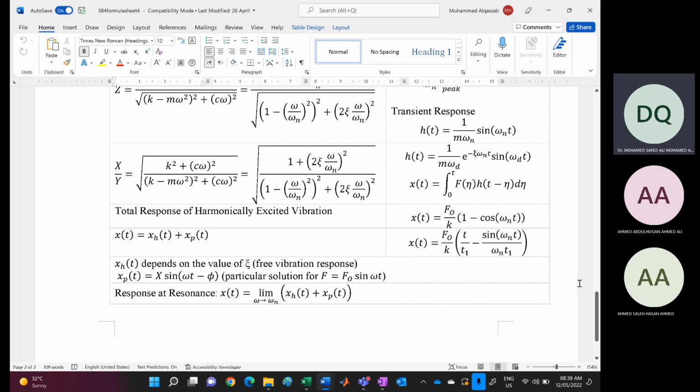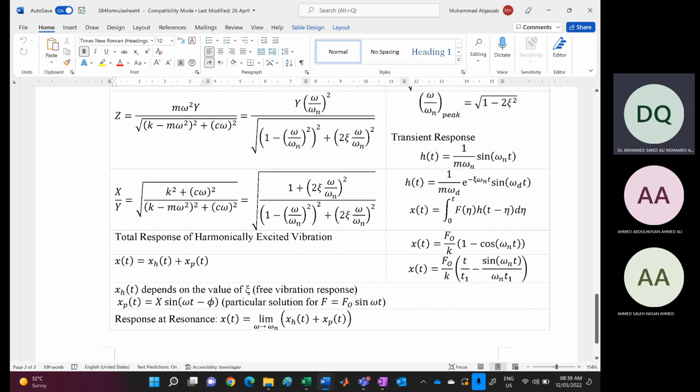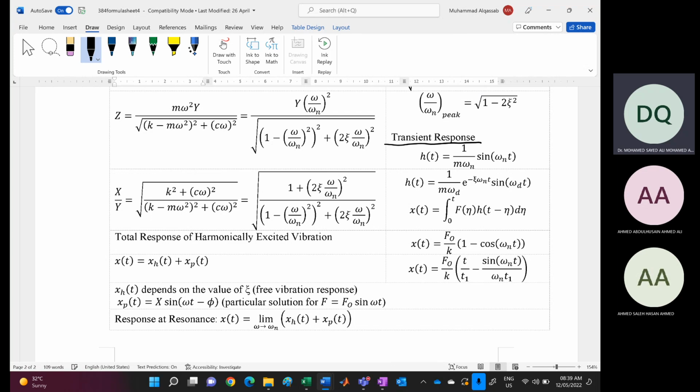Okay, here, the transient response. We have mentioned here that h of t is given, but this is what we need. This is the response due to a step starting at 0, and this is the response due to a rise starting at 0. And then you can use those two equations if the step or the rise is starting at a different time than t equal to 0.